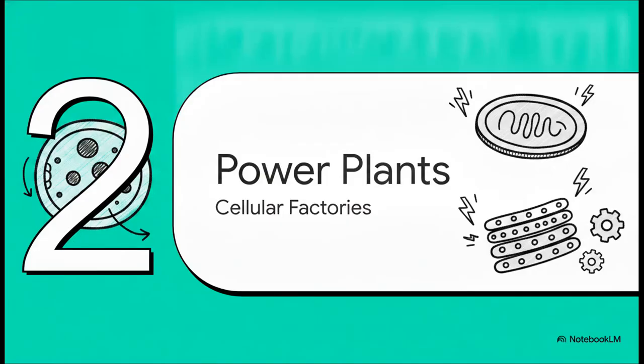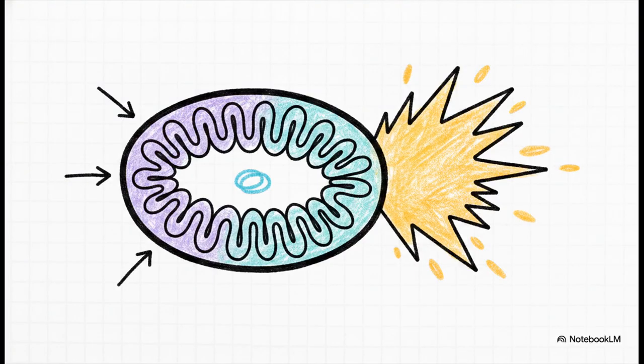Section 2, the power plants and cellular factories. Now that we've made it safely past border control, we move inward to the metabolic districts. This is where the city generates its energy and manufactures essential biological goods. First up, we've got the mitochondria. This double membrane structure is the cell's primary power grid, converting the oxygen you breathe and the nutrients you eat into ATP, the ultimate energy currency of the body.